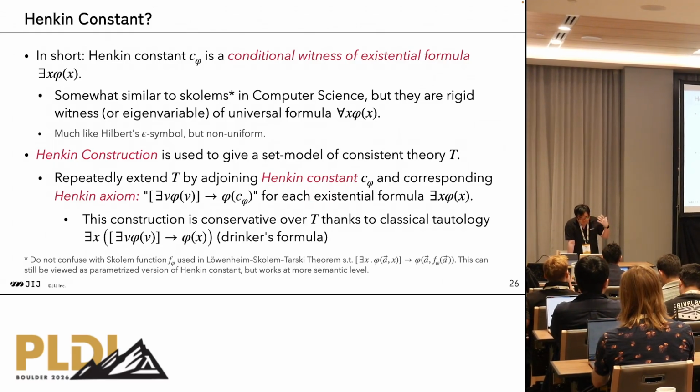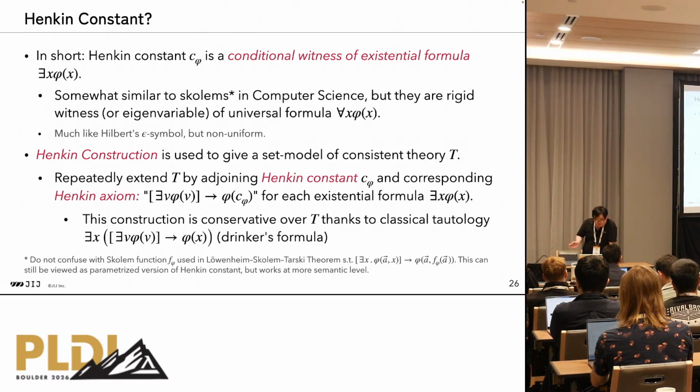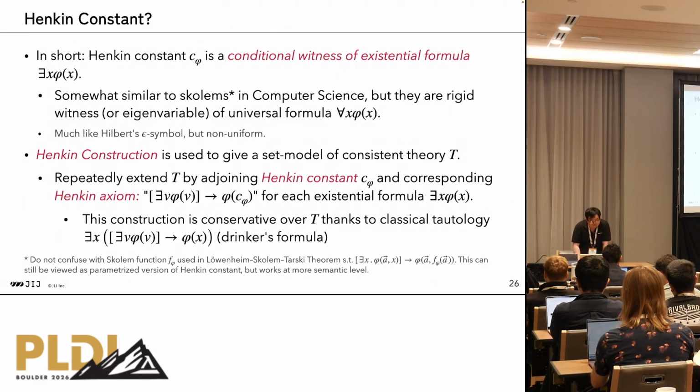Yeah, it somewhat looks similar to scoping variables in computer science, but the direction and the logical rule are subtly different. In the Henkin construction, we repeatedly extend the theory T by adjoining a Henkin constant and a Henkin axiom for each existential formula. The idea here is not the theorem itself, but that it introduces a conditional witness for an existential and uses it to propagate facts.